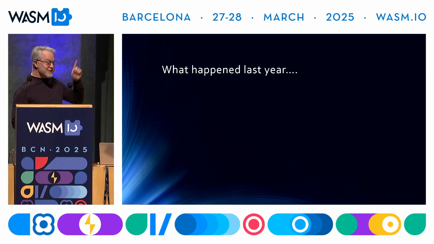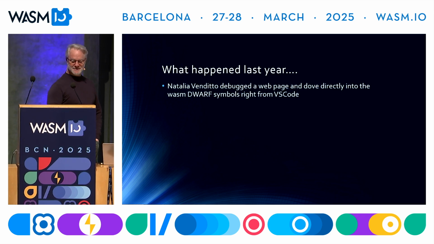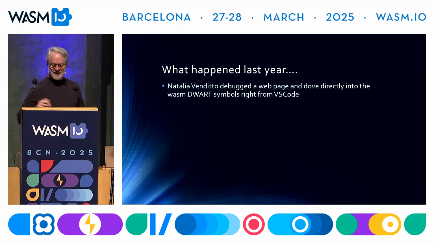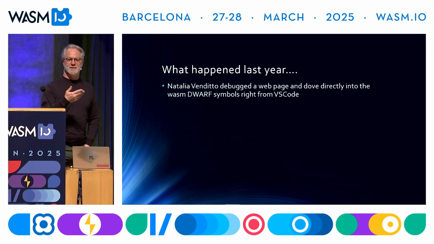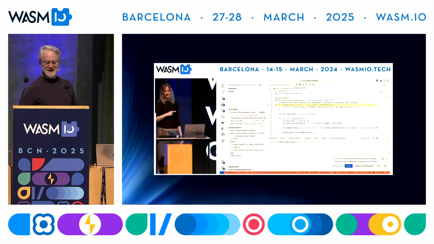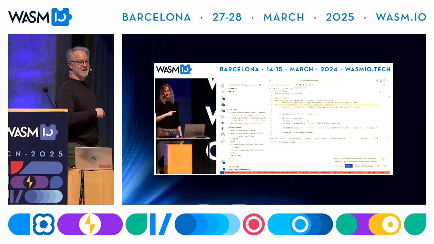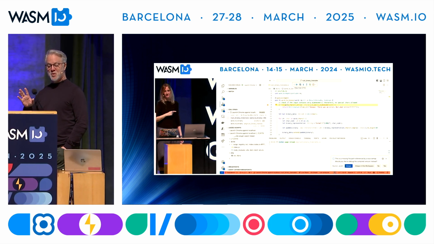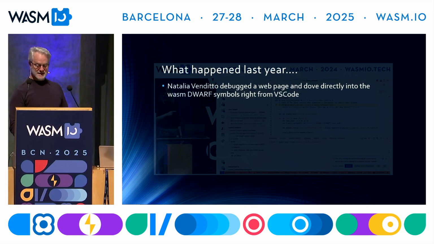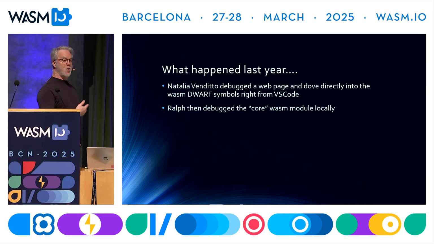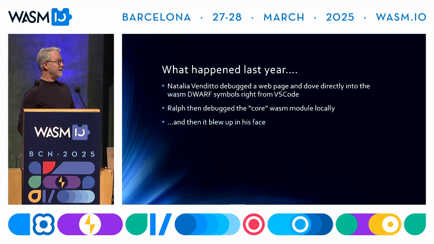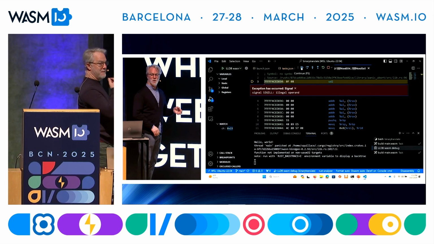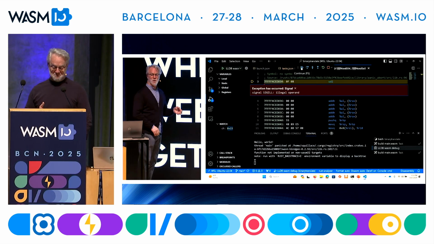So, what happened last year? Natalia debugged a web page and dove directly into the DWARF, right from VS Code, and everything worked perfectly. I like being quiet because now you have to sort of pay attention, even if you don't want to. So this is Natalia last year, and it worked fine, straight into the Rust. Then I debugged the core Wasm module locally, the same one, and it blew up in my face. So that's me, and I'm upset.